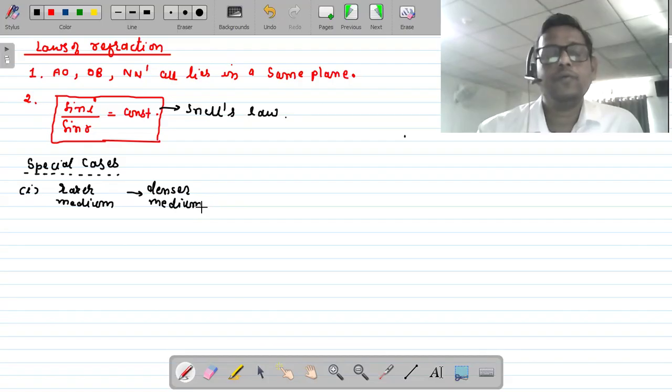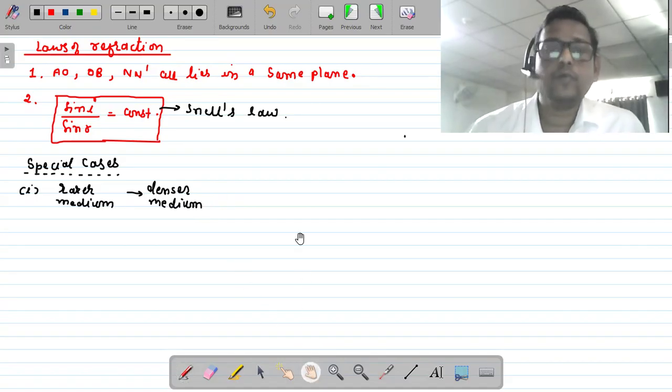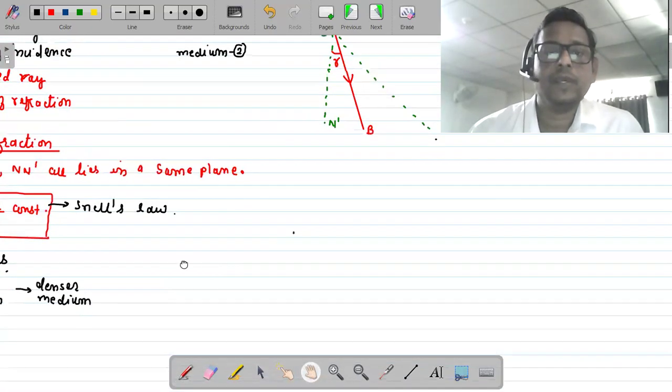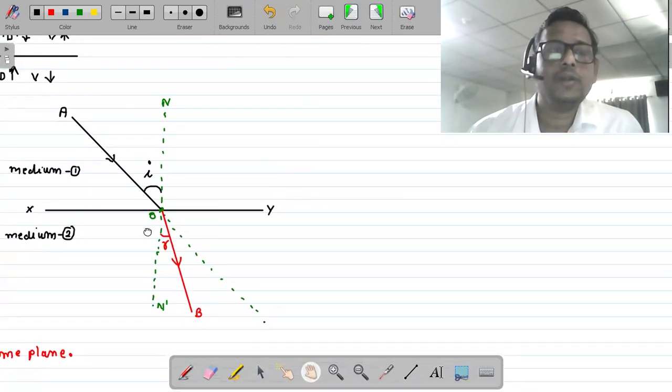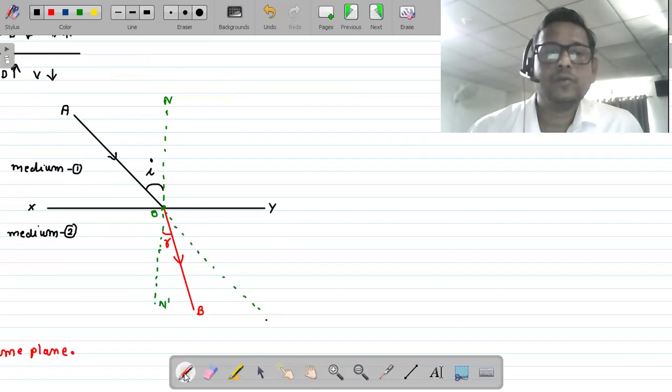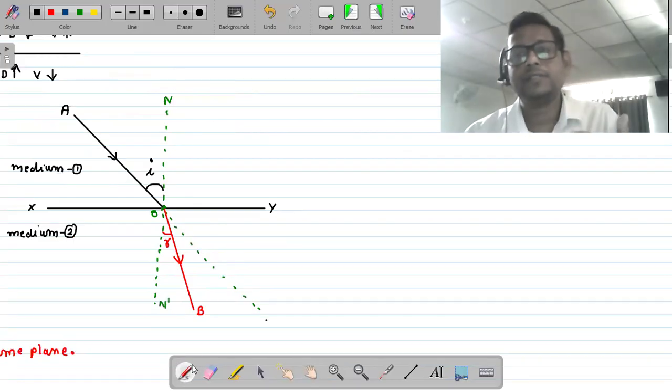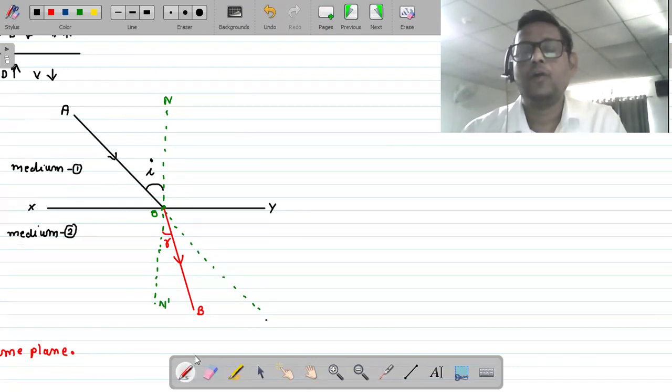Okay, now before going to prove these two statements mathematically, it is very important to know about the refractive index. Now what is the refractive index? The refractive index for a particular medium tells us how much the speed of light increases or decreases in a particular medium.